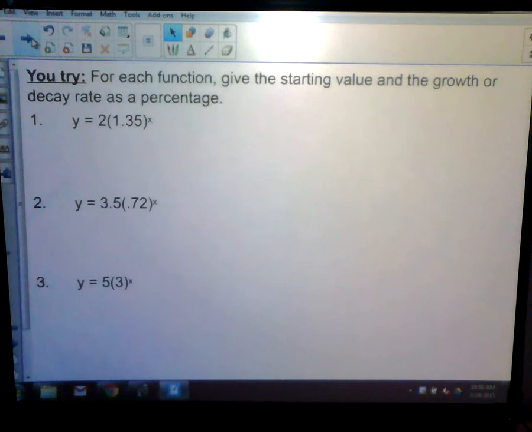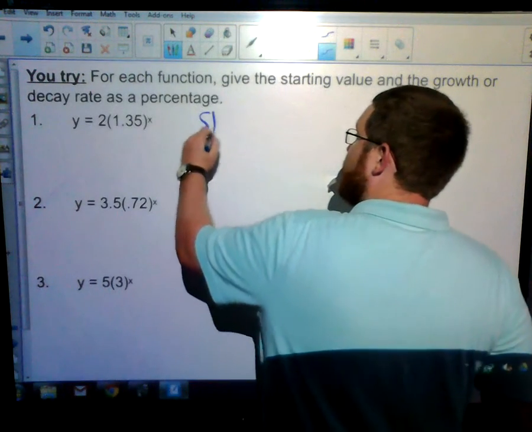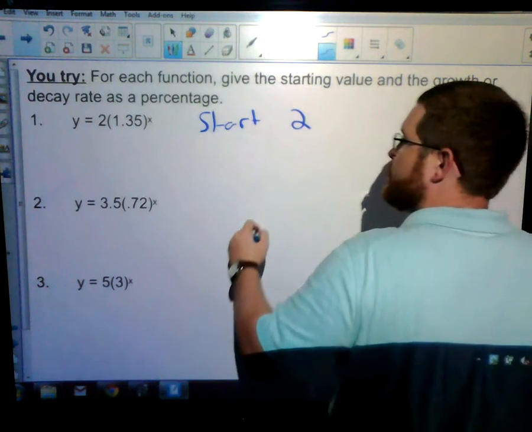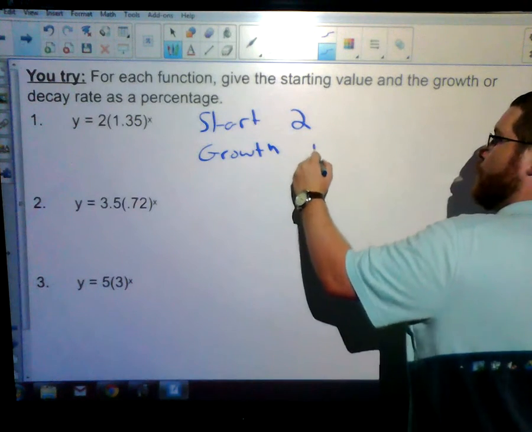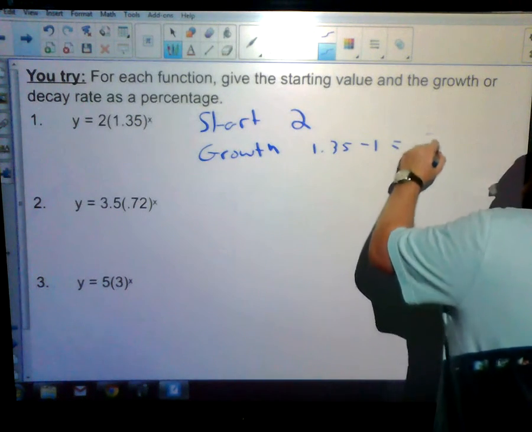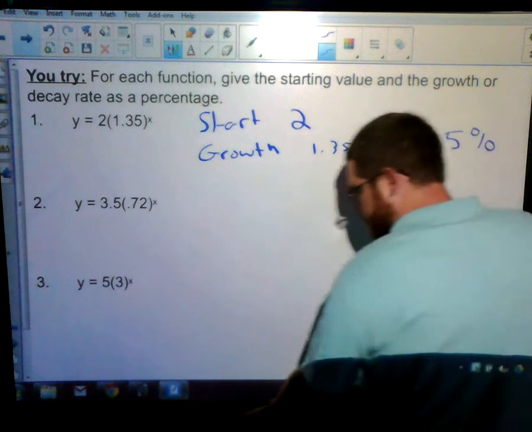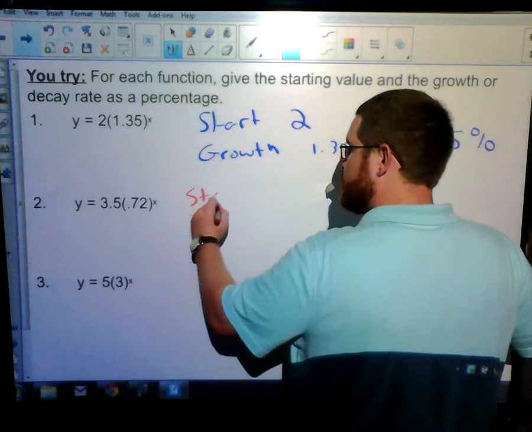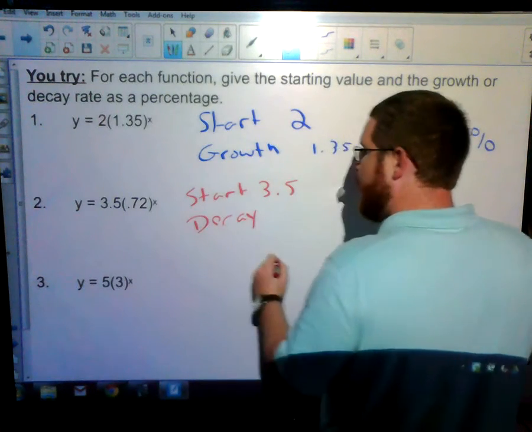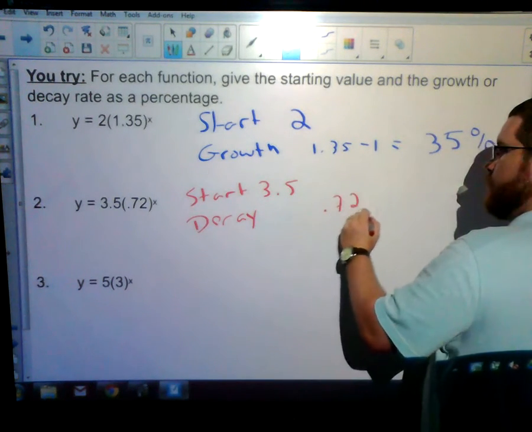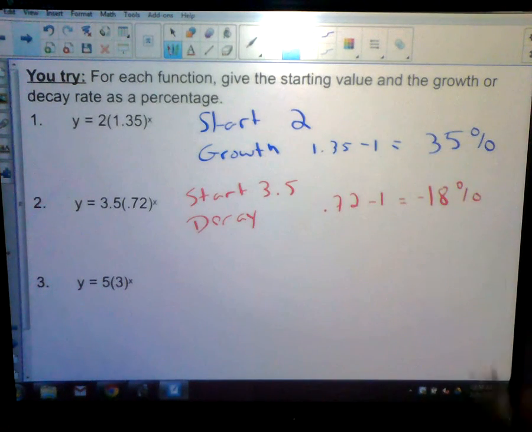So talk to me. What are the starting value and the growth and decay rate? So for the first one, its starting value is 2. It's bigger than 1, so it's growth. By how much? 1.35 minus 1 is 35%. It's growing at 35%. For the second one, it starts at 3.5. It's decaying. How fast? Well, 0.72 minus 1 is negative 18%. It's negative because it's decaying.